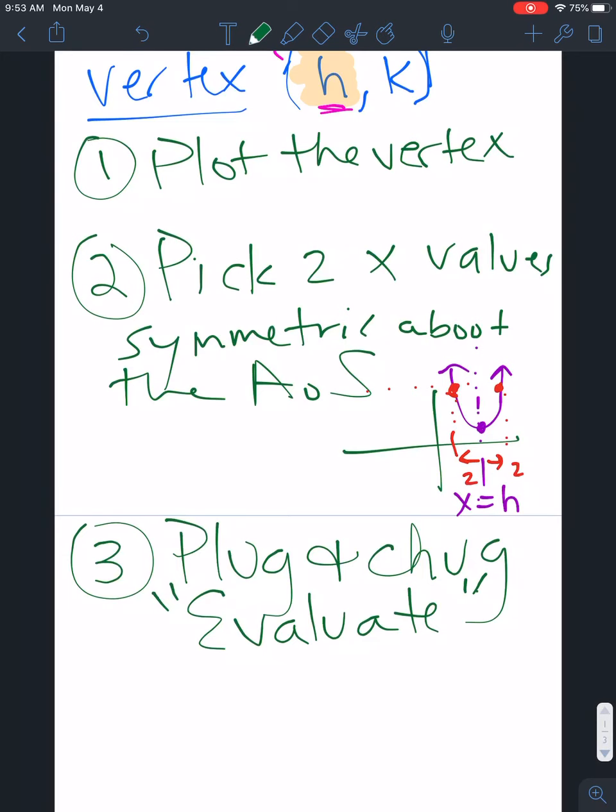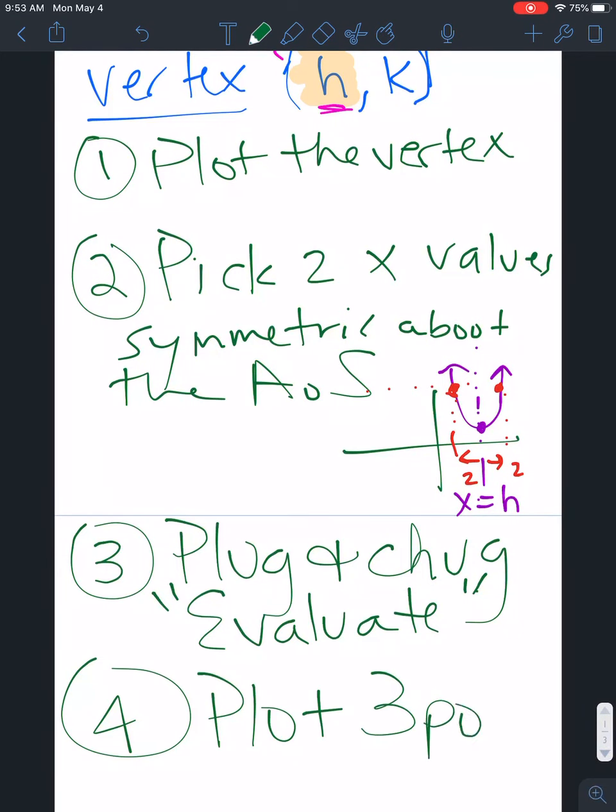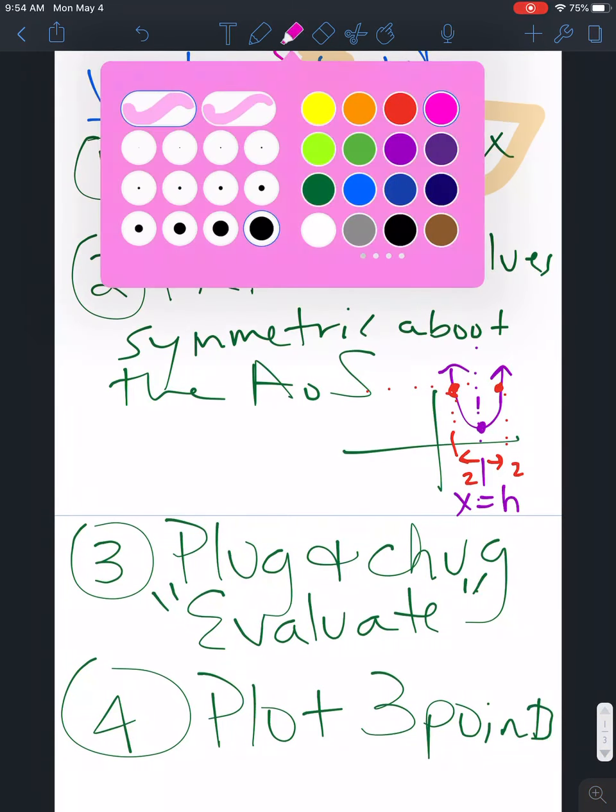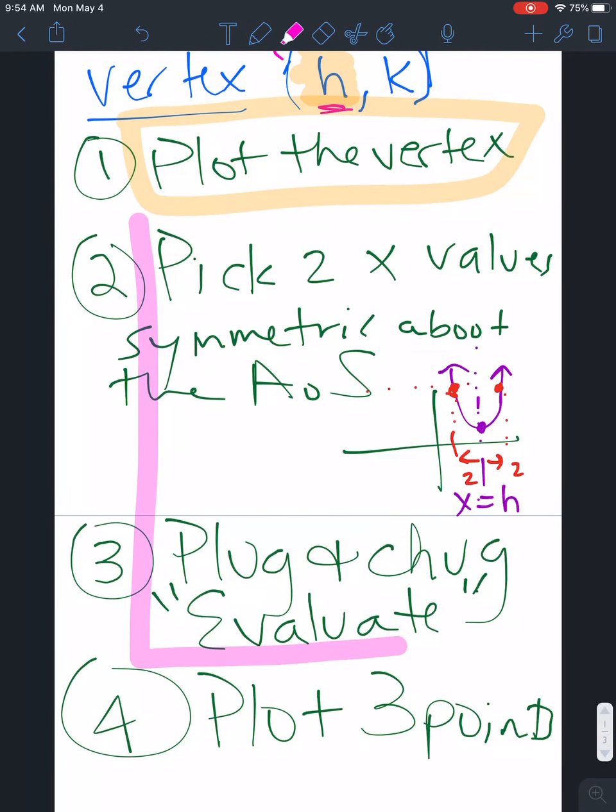Fourth and final step is to plot your 3 points. We have our first point from our vertex. The second and third points come from taking 2 x values and plugging them in and evaluating them into our function. And then our fourth step is to just plot those 3 points that we found in the 3 earlier steps.